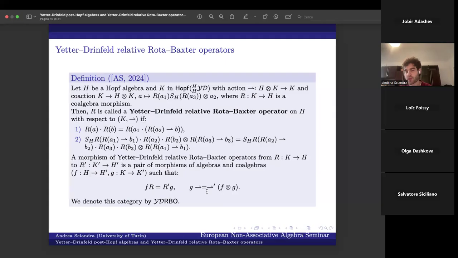And now, if we assume, in fact, cocommutativity also in this case, we can see that this coaction becomes trivial. And so the braiding of Drinfeld modules just becomes the flip map, and so K becomes a standard Hopf algebra, a cocommutative Hopf algebra. And so, in fact, we recover the definition of a relative Rota-Baxter operator, which is a morphism R between cocommutative Hopf algebras satisfying this first condition. In fact, the second one is automatically satisfied if it is cocommutative.